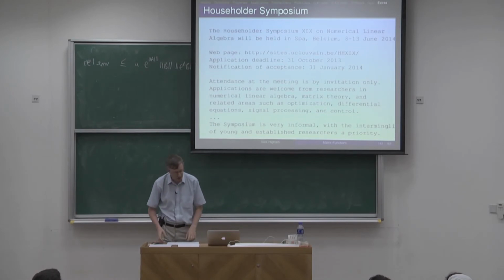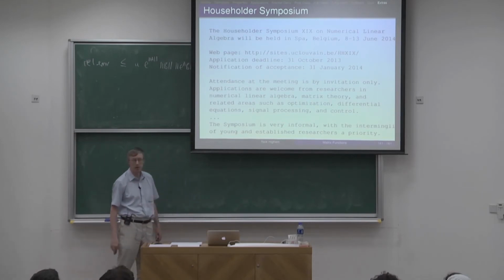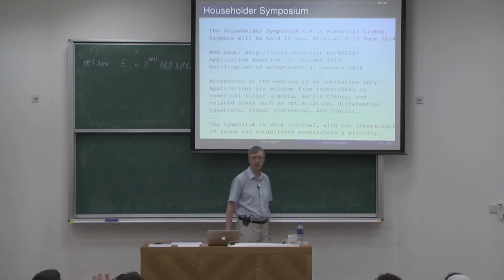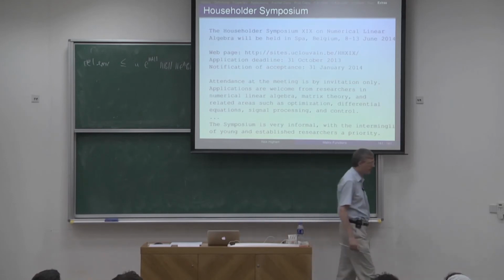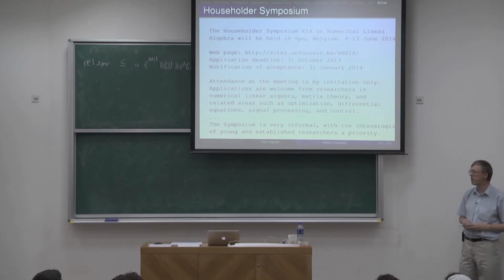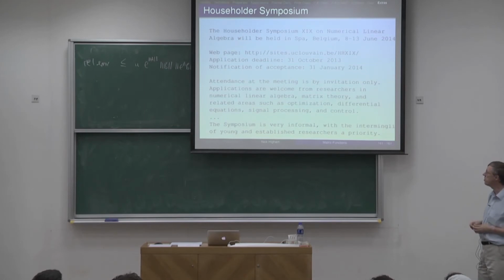I just got an email this morning on the ILAS mailing list. So the announcement is now out of the next Householder meeting next summer, and you can now apply to go to that. Who's heard of the Householder meeting? Right, well, it's been going since the 1960s. It was called the Gatlinburg Symposium originally. The first one was held in Gatlinburg, Tennessee, in about 1961. It's every 3 years, and it's really the major international meeting on numerical linear algebra.